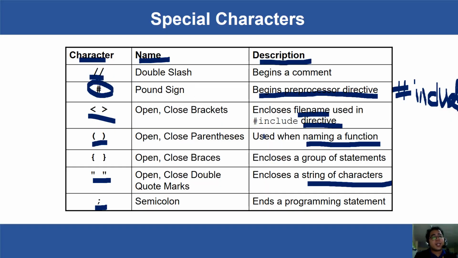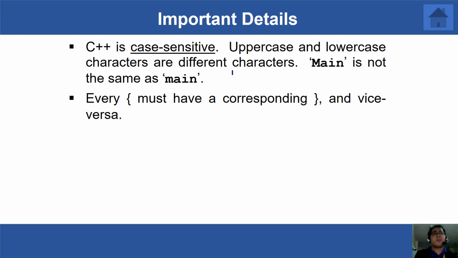So, let us now proceed with the important details. Ito yung lagi nyo tatandaan or in different programming languages. So, ang C++ is case sensitive. Kapag sinabing case sensitive, yung uppercase at yung lowercase ay magkaiba. So, may example tayo dito. Halimbawa, may main tayo na ginawa, malaki yung letter M, and meron tayong main na maliit yung M. They are different. Magkaiba po yan. So, case sensitive siya. Maliwanag? So, ito ay magkaibang entity kasi case sensitive.